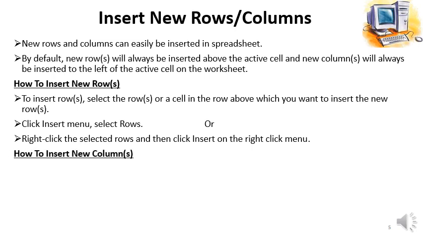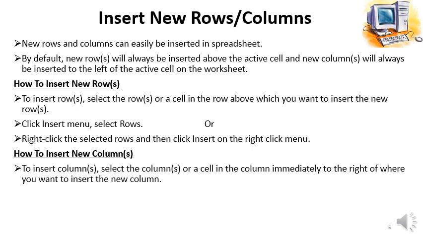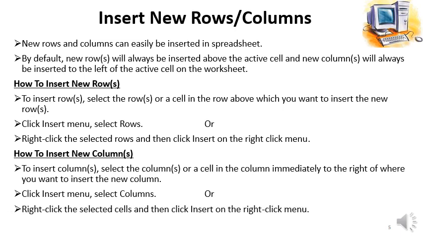How to insert new columns? To insert columns, select the column or a cell in the column immediately to the right of where you want to insert the new column. For that purpose we have to click on the insert menu and then select columns, or another method is to right click the selected cells and then click insert on the right click menu.